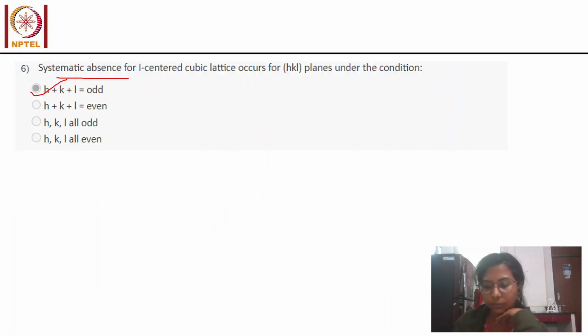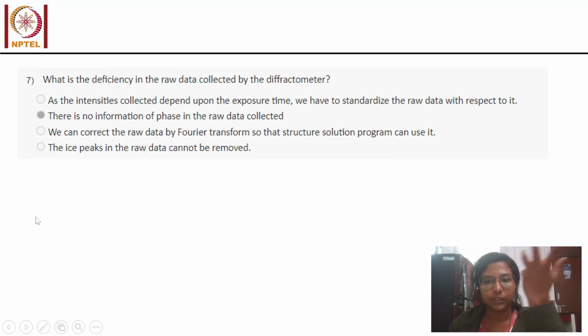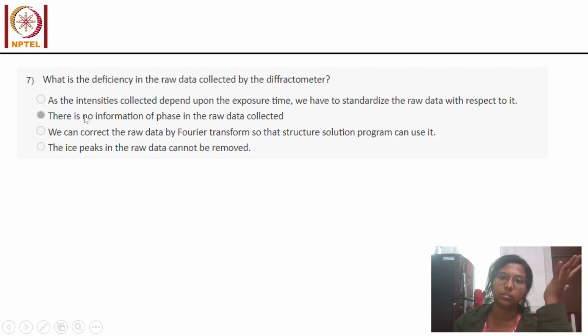So then we did this. Okay. So what is the deficiency in the raw data collected by the diffractometer? We have been learning this only for the last 1 hour, I think, that the deficiency in the raw data collected by the diffractometer is that there is no information of phase in the raw data collected. So the phase information is lost with respect to the origin, because the origin cannot be fixed in the reciprocal space. So this is the correct option.